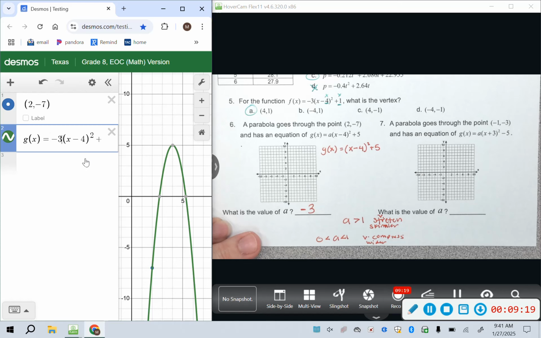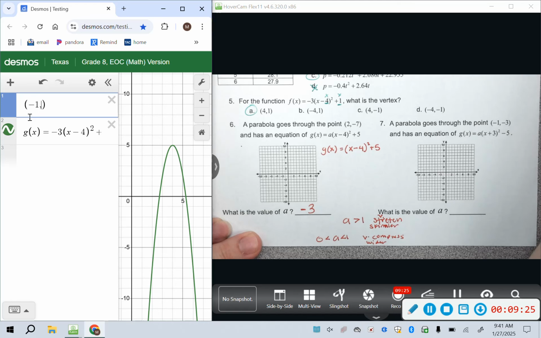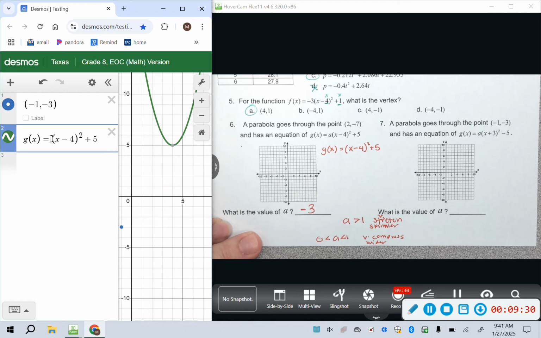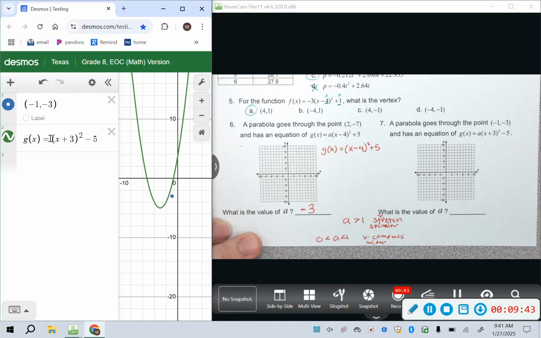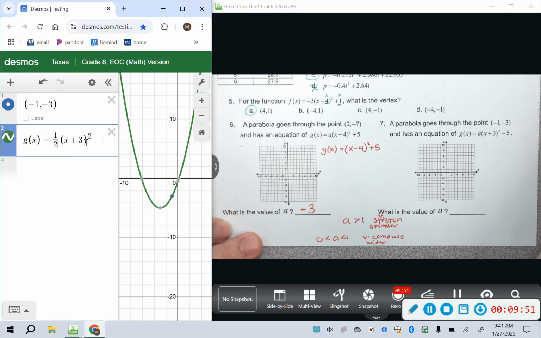Okay, so let's try the next one. This time it goes through the point negative 1, negative 3. And again, I don't know A. And this has x plus 3 squared minus 5. Okay, so here's my point, and I see it's close to my point, but it needs to get wider. So remember, that's a number between 0 and 1, usually a fraction. I'm going to start with 1/2. It might help if I type divide. And there it goes straight through my point, so my answer for A is 1/2.